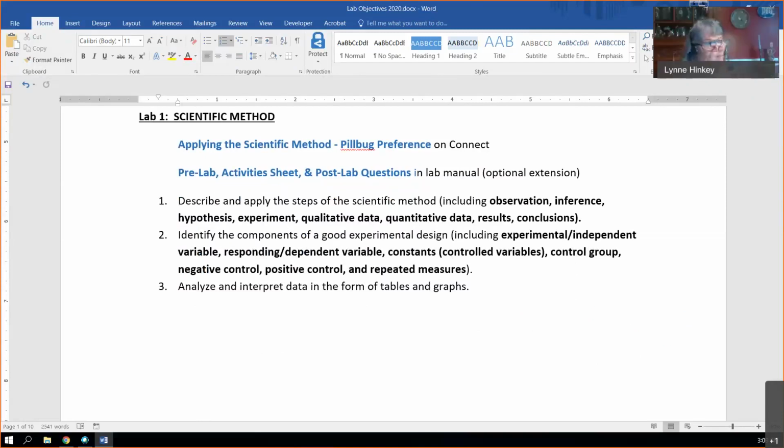And then know those definitions, hypothesis and inference, using qualitative versus quantitative data. So if we can count it or measure it, if we can put a number to it, it's quantitative. If it's some quality that we can describe, like a color, then it's qualitative. The variables. So this is probably one that people struggle with the most.